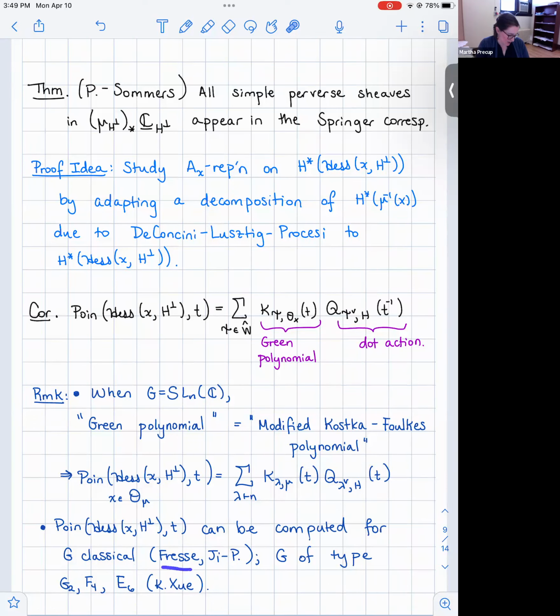So Lucas Fresse has a paper that addresses the classical case. Myself and a student of mine thought about the specific combinatorics of type A. But then you can also think about some of the exceptional cases. So there's also a paper that addresses G2, F4, and E6. But there are still cases where we're not quite sure how to go about computing these Poincare polynomials.